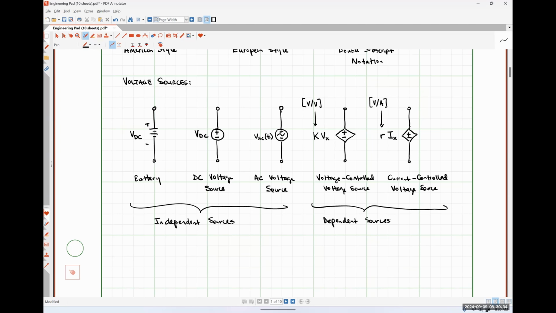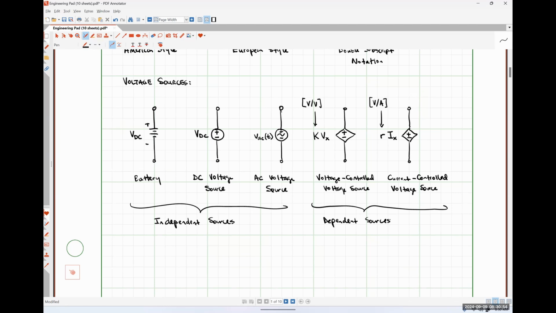And they are used in practice to model the behavior of amplifier circuits and things like that, or components that are used as amplifiers, like MOSFETs, bipolar junction transistors, and all of that kind of good stuff.